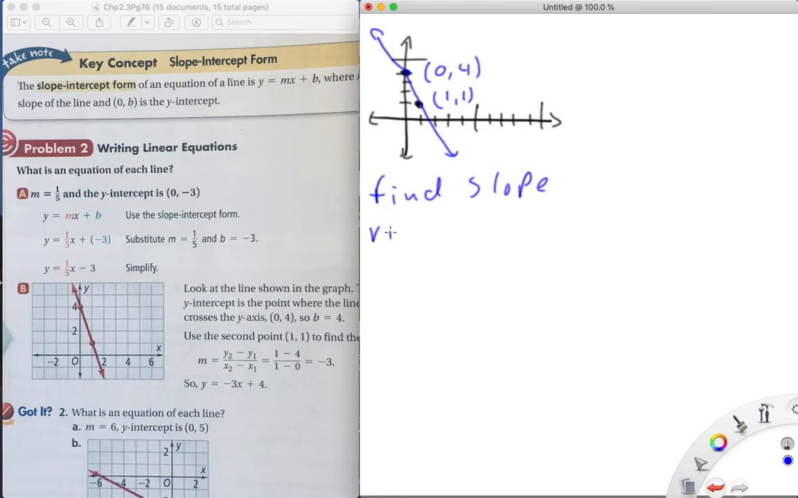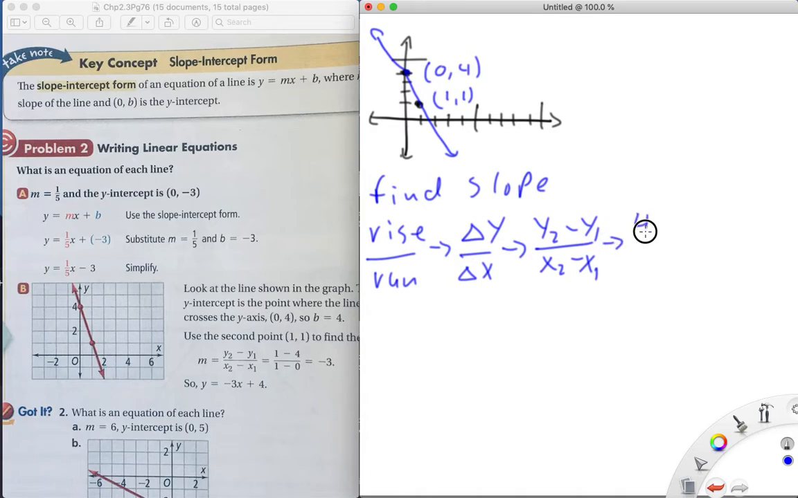Remember, that's rise over run, which is change of y over change of x, which is y2 minus y1 over x2 minus x1. You don't have to write all of this stuff out. This is just for teaching purposes. I'm going to call the ones up top the 2's and the bottom ones the 1's. So 4 minus 1 over 0 minus 1, which gives me negative 3 over 1, which is equal to negative 3.